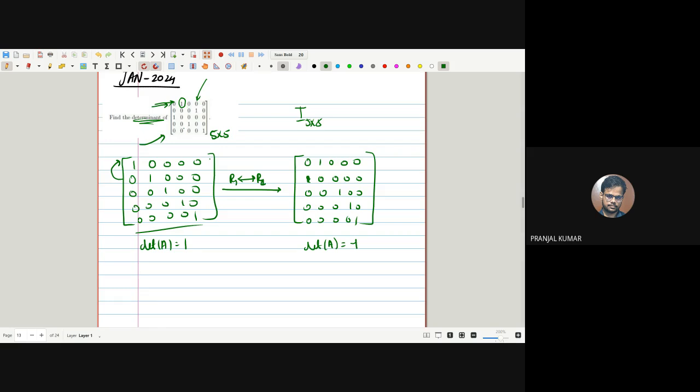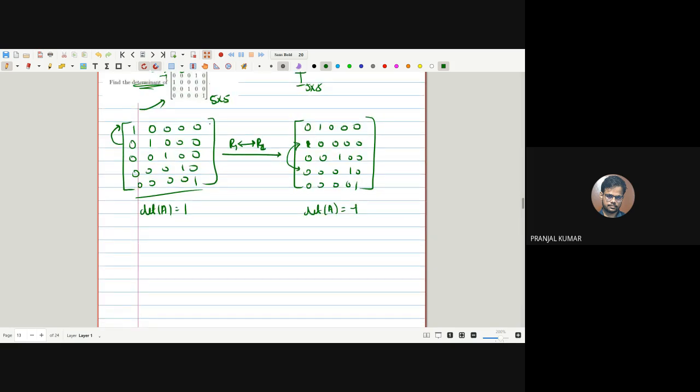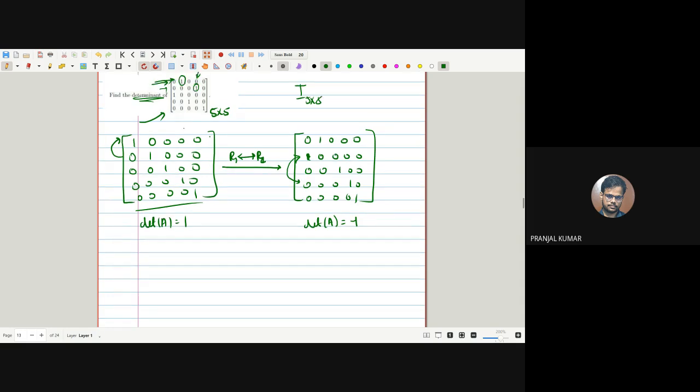Now let's see what I want in this second row. I want a 1 here, according to this matrix. So to bring a 1 here, I would have to switch these two rows. So in this case, 0 1 0 0 0, 0 0 0 1 0, 0 0 1 0 0, 1 0 0 0 0, 0 0 0 0 1. So first two rows I have made similar to this example.